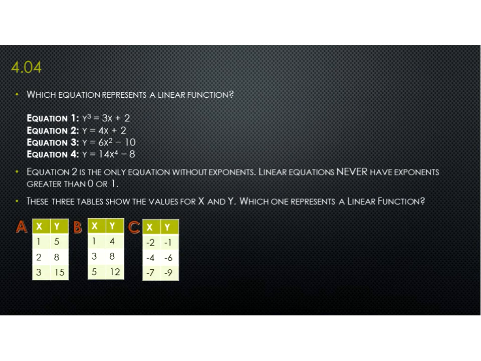All right, these three tables show the values for x and y. Which one represents a linear function? I'll give you a hint. When you're comparing tables, you want to have a constant rate of change. So this requires you to know how to find the rate of change and to make sure you know it's constant. So look at these tables. Which one of these increases or decreases at a constant rate?